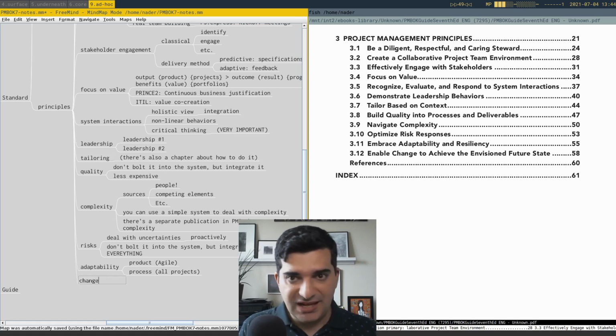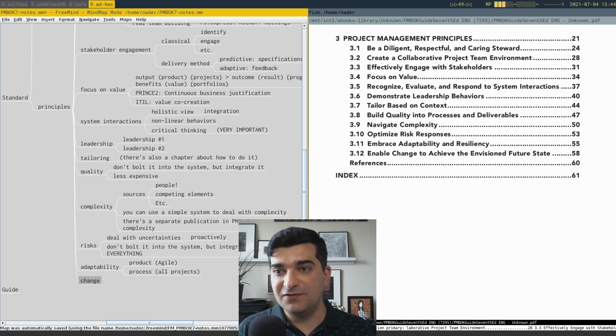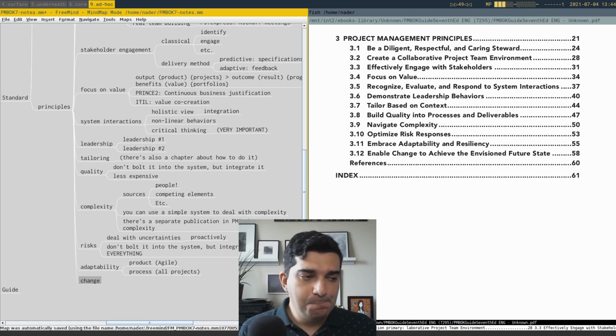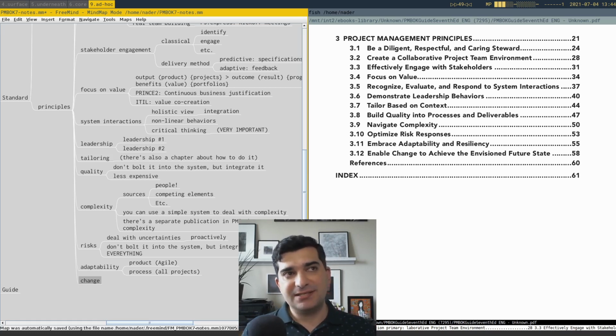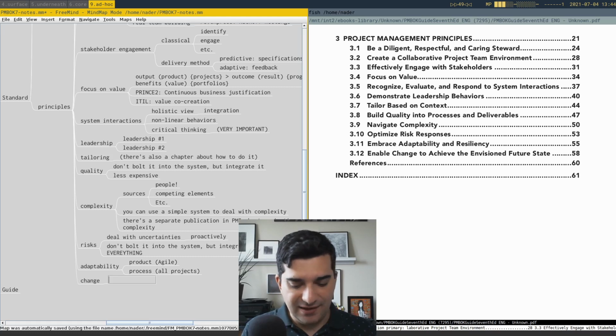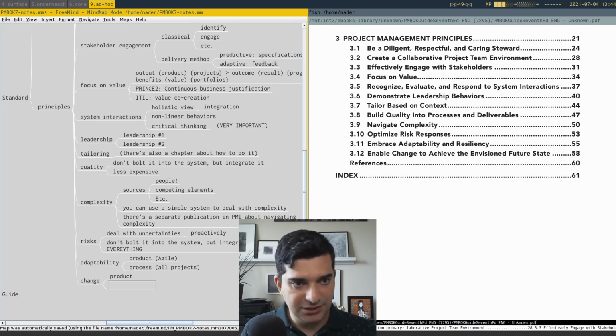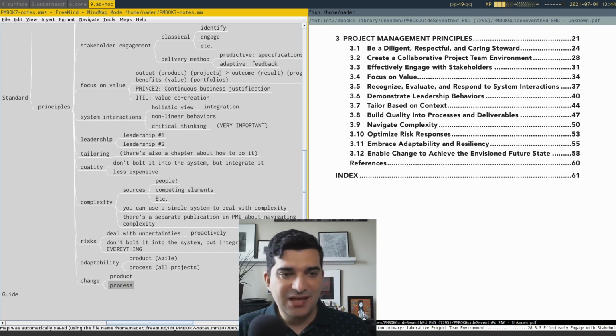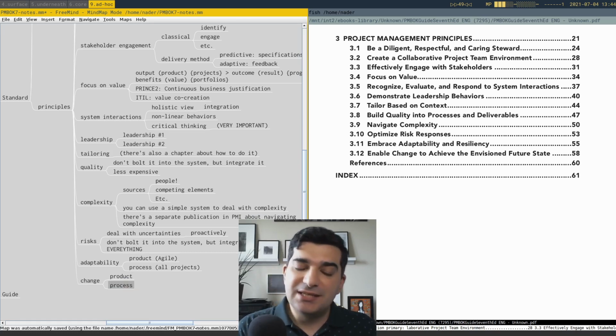Change. Enable change to achieve the envisioned future state. There are changes that are the result of the product that you create in your project. And there are changes that are the result of the processes that you have. Product, like the one before actually. Both of these need attention.